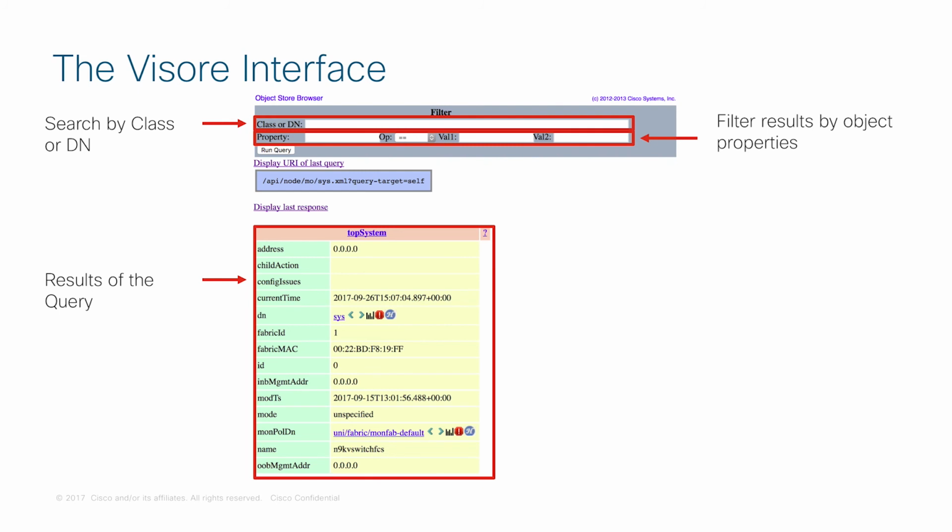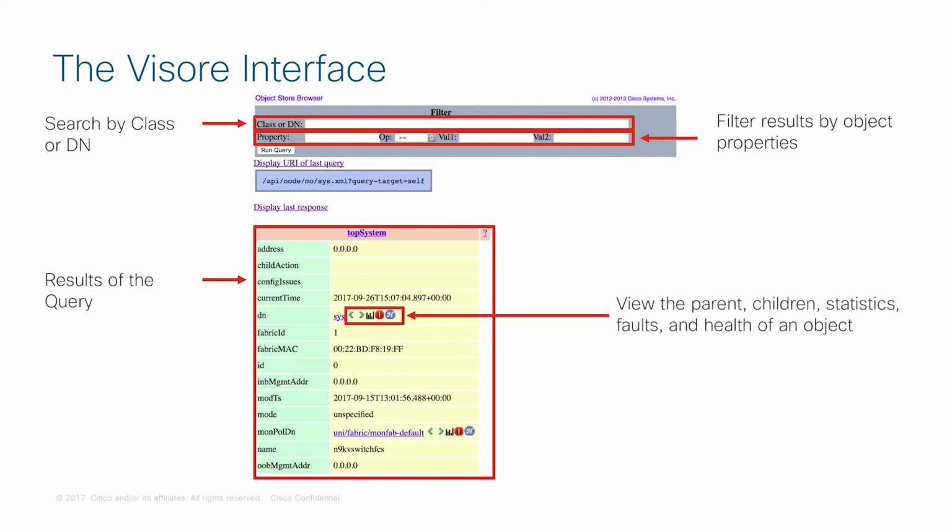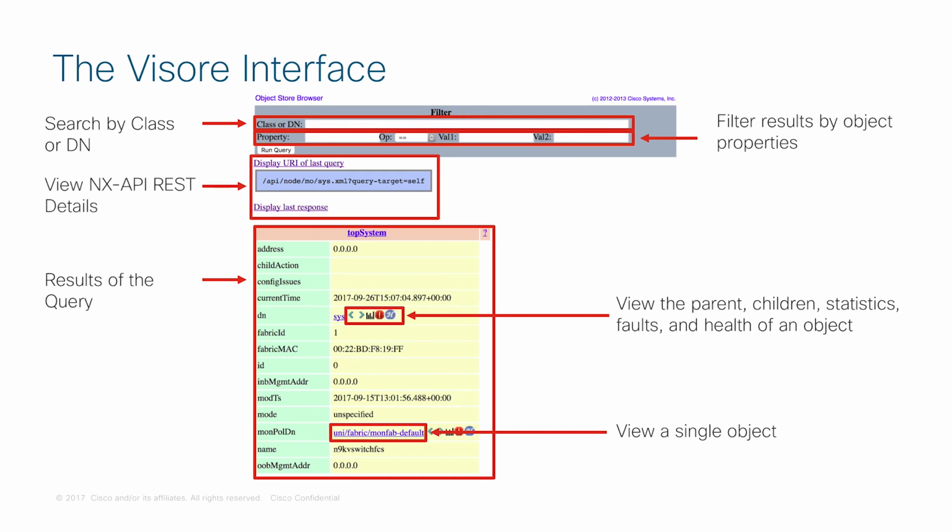When we look at an individual object, we see some elements inside it. First, we've got the ability to actually navigate from the parent to the children using the green greater than and less than arrows embedded inside of the output. But we also have indications so that we can look at statistics, faults, and health of a particular object that's there. If you're looking for the specific DN or just to look at the specific object that you're looking at, we have a link inside of Visore to view that single object as well. And then finally, up at the top, you can actually view the NX-API REST details.